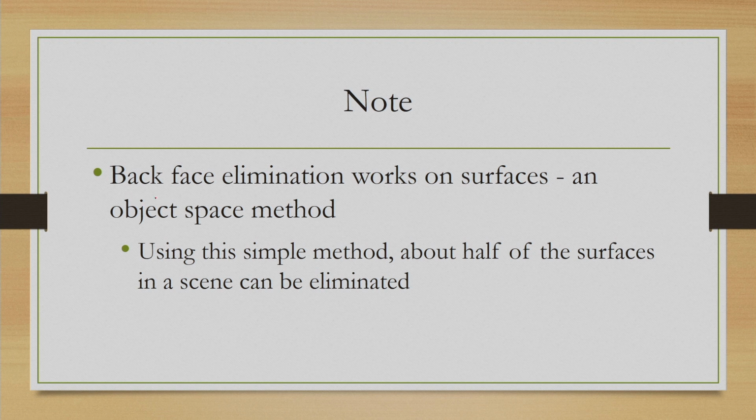And you should note here that we are dealing with 3D description of the objects in the view coordinate system. So, it works on surfaces, therefore, it is an object space method. In practice, using this very simple method, we can eliminate about half of all the surfaces in a scene without any further complicated calculations.